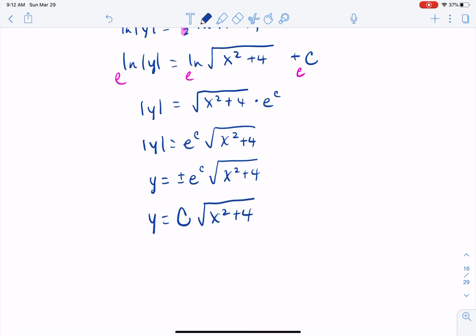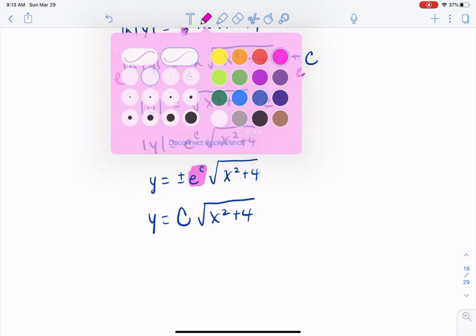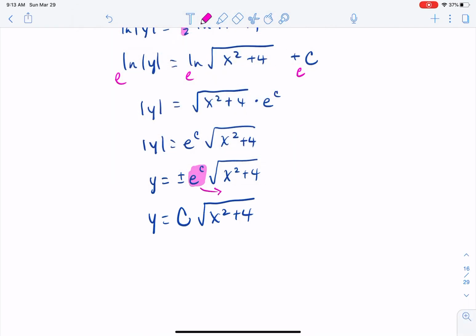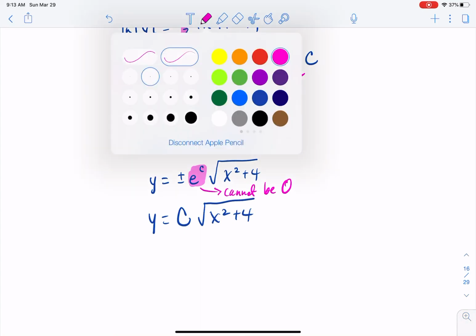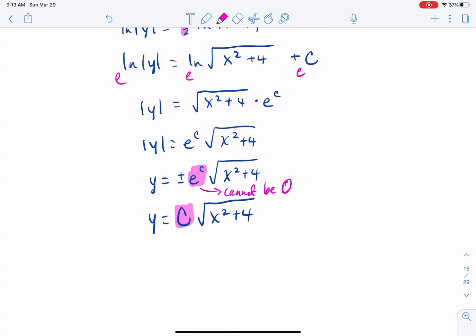But here's the deal. e to the c cannot be 0, as we discussed on that previous one. There's no possible way to raise e to some sort of power to get 0. But look at this. The c value that I have right here totally can be 0, right? Because it just is some sort of constant. So in order to be able to replace that without some sort of note that says that c cannot be equal to 0, you just test it. So that's what we're going to do. We're going to test to see if y equals 0 is a solution.